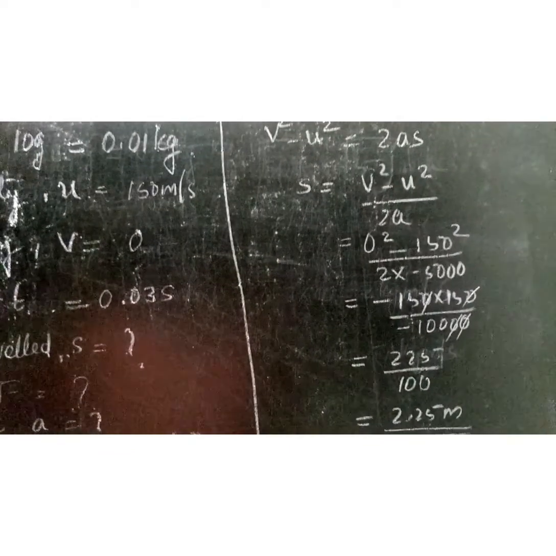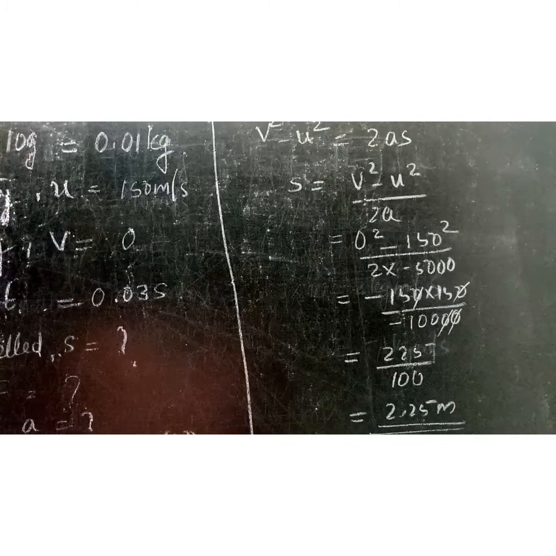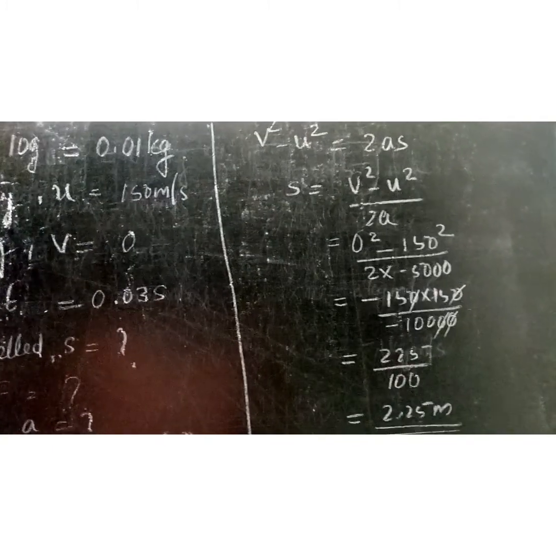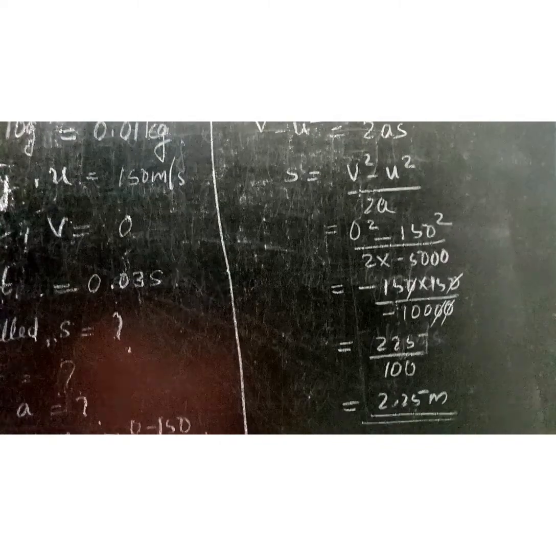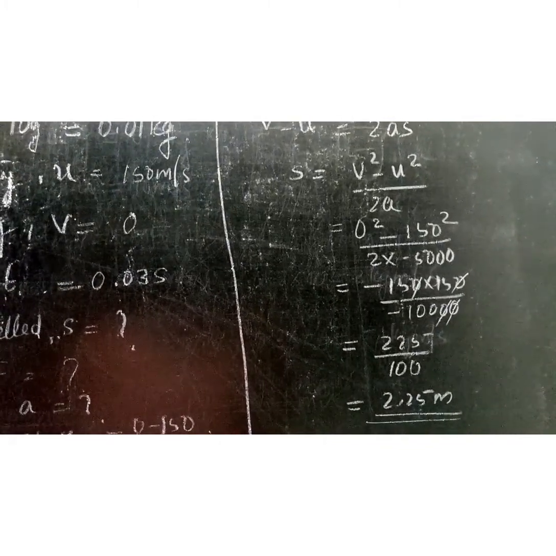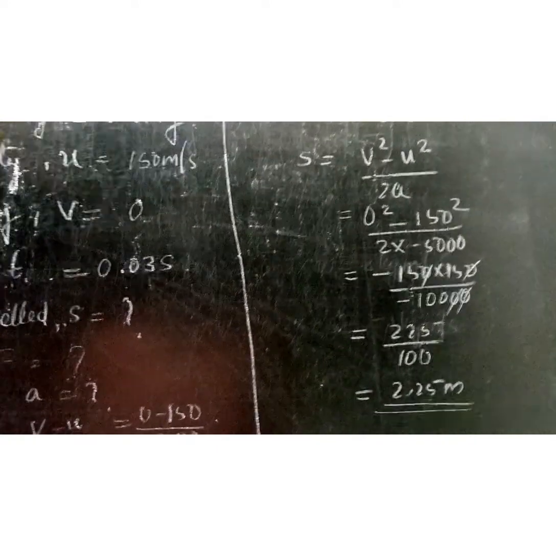So s is equal to v square minus u square by 2a. So 0 square minus 150 square divided by 2 into negative 5000. So negative 150 into 150 divided by negative 10,000. So 225 divided by 100. So you will get 2.25 meter.